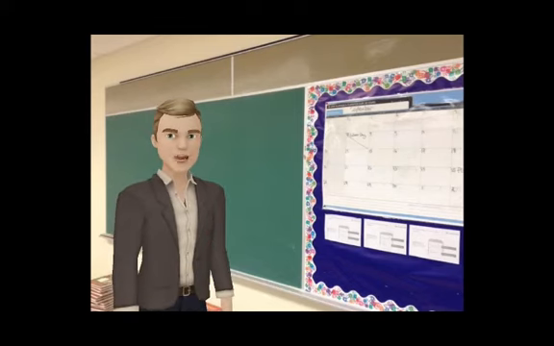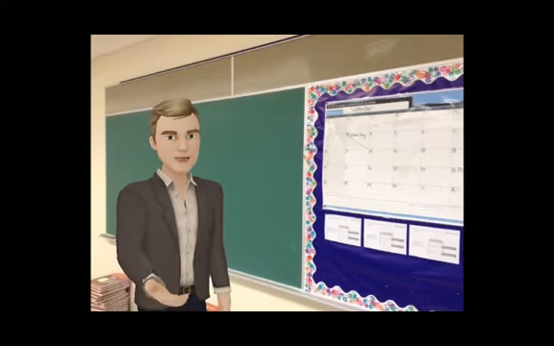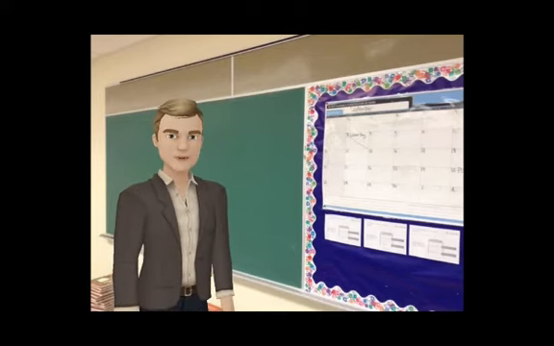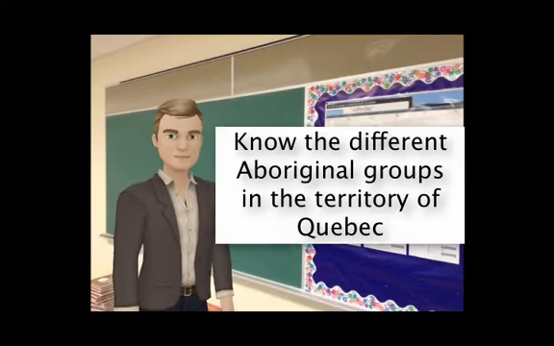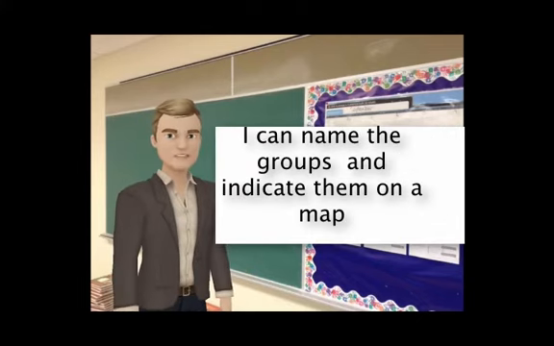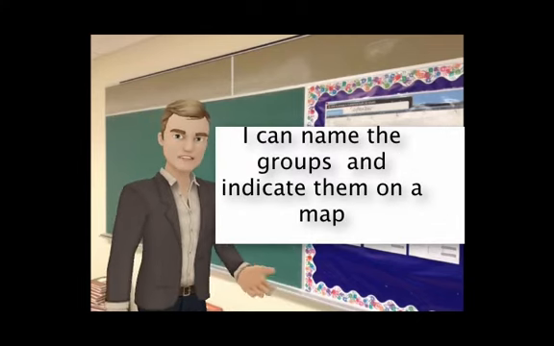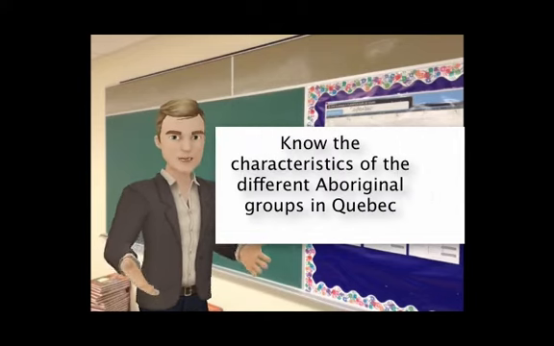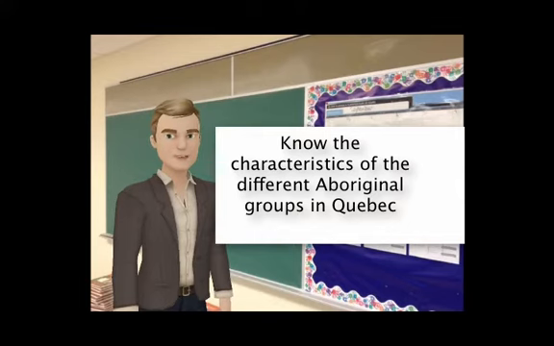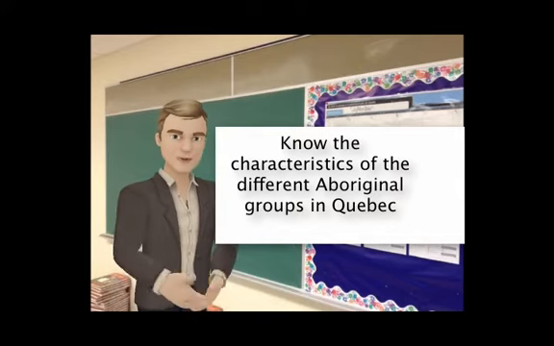In each of our videos, we'll start with learning intentions and success criteria. These will help you take your notes as you watch the video. So the first learning intention is to know the different Aboriginal groups in the territory of Quebec. The success criteria is I can name the groups that belong to the different language families and indicate them on a map. The second learning intention is to know the characteristics of the different Aboriginal groups in Quebec.